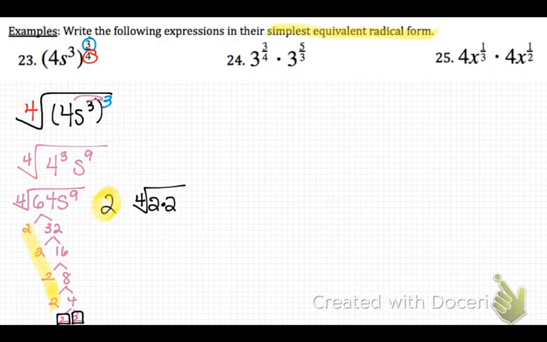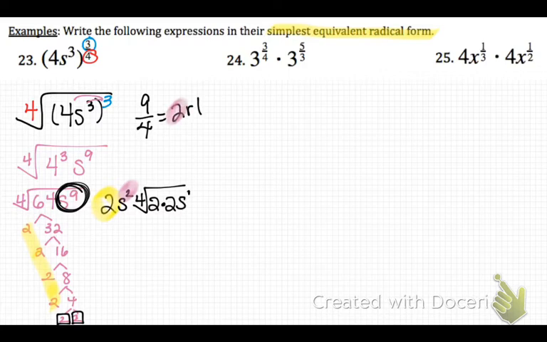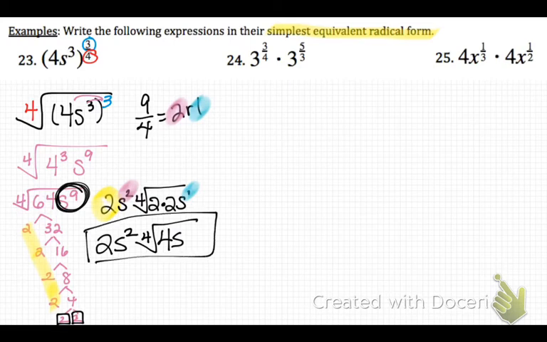Okay. And then what about my s to the ninth power? It can go in 2 times. Good. Because if I'm doing 9 divided by 4, it goes in 2 times. And what's the remainder? 1. Okay. So I can take out s squared. And that first one comes from the number of times it goes in. And then I have an s to the first left inside. And that comes from the remainder bit. Okay. So that means I have 2s squared times the fourth root of 4s as my final answer.